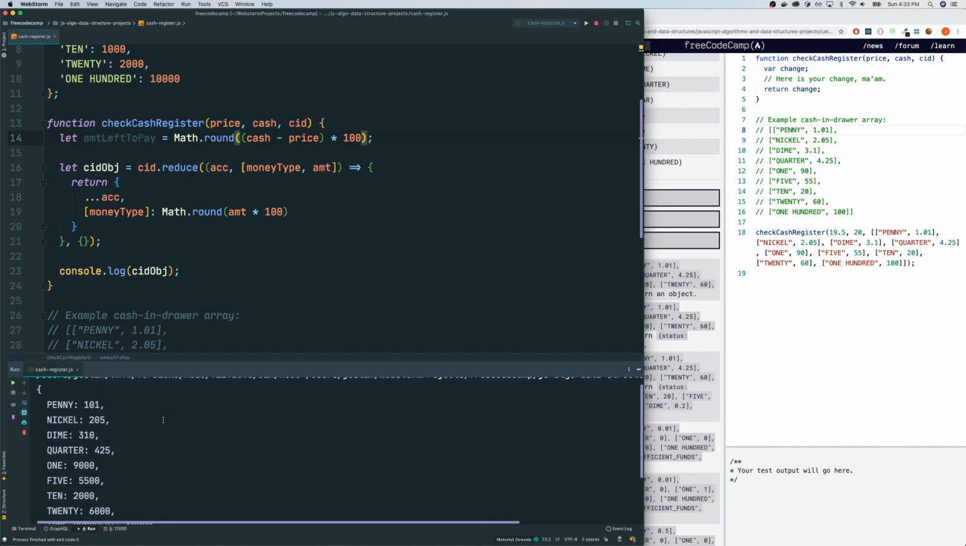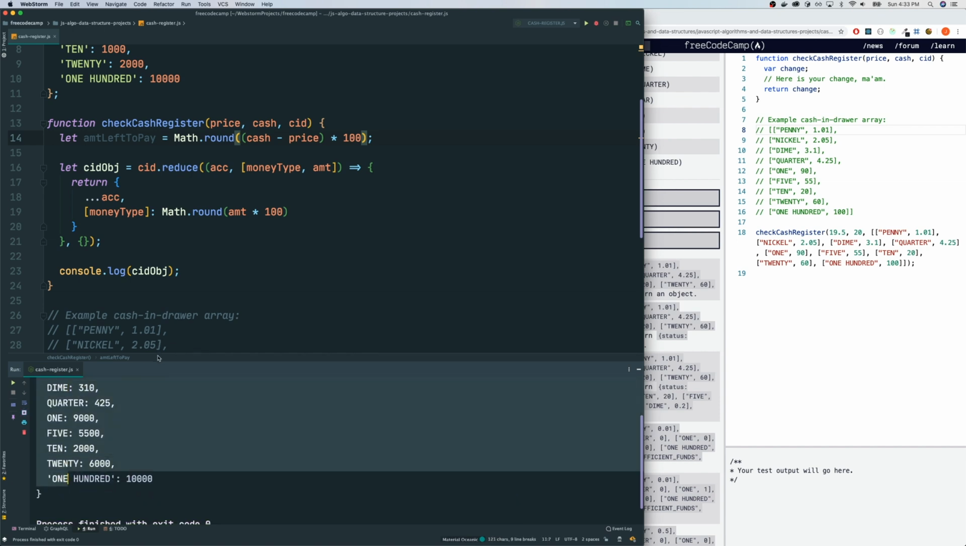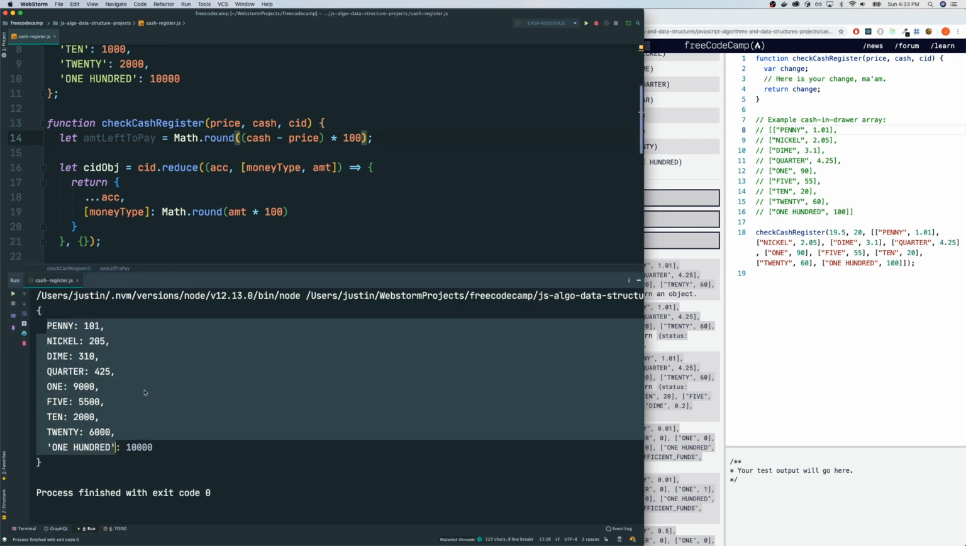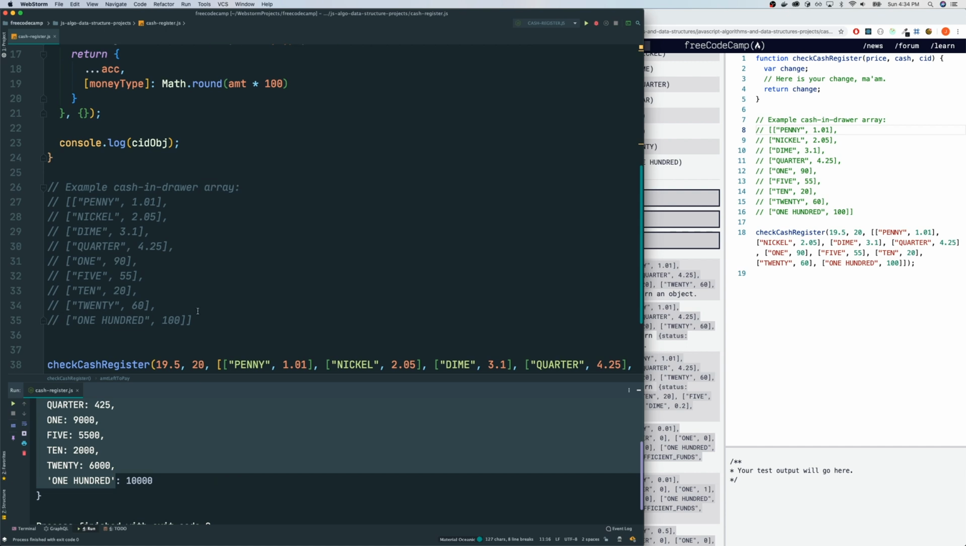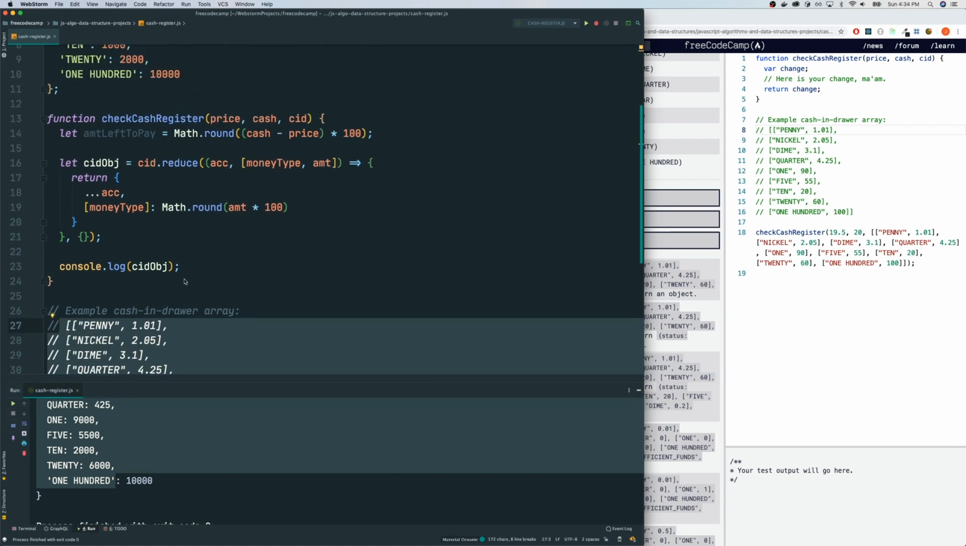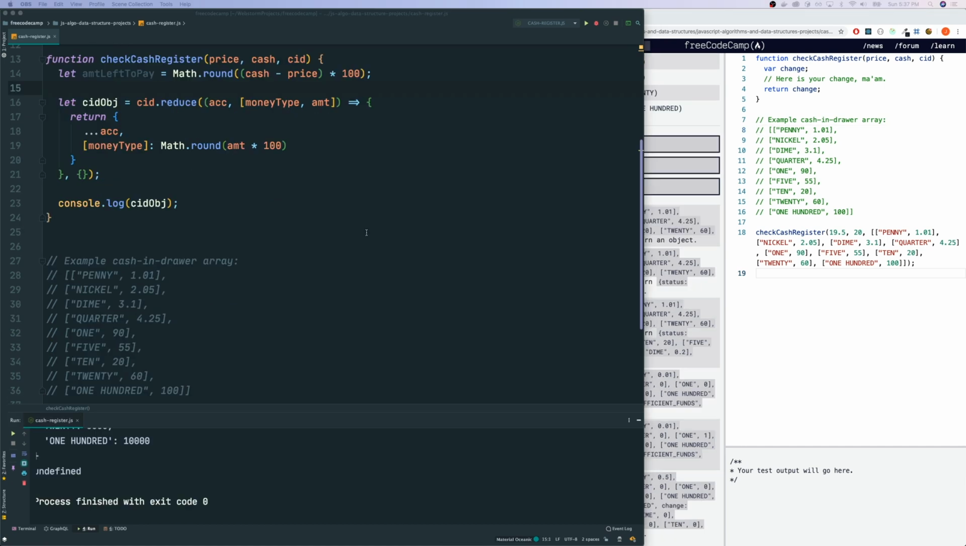And notice what CID object is. It's a single object with a bunch of key value pairs. I think, in my opinion, this is much easier to work with than this crazy array of an array that they have given us. So this is what we'll be working with from now on. So hopefully you guys are still with me.